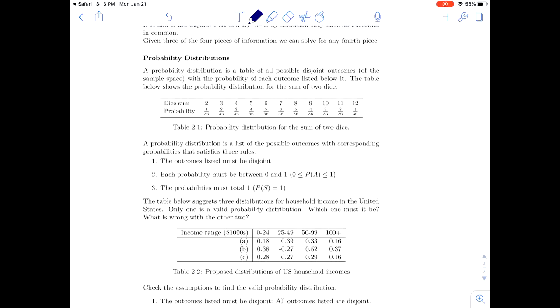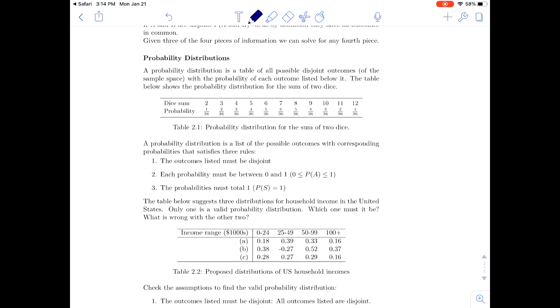So let's talk about probability distributions. Like I said, we come back to those probability rules when we're talking about probability distributions. A probability distribution is a table of all the possible outcomes, all the possible disjoint outcomes, and we'll talk about that in a second. And their probability is listed beneath that.